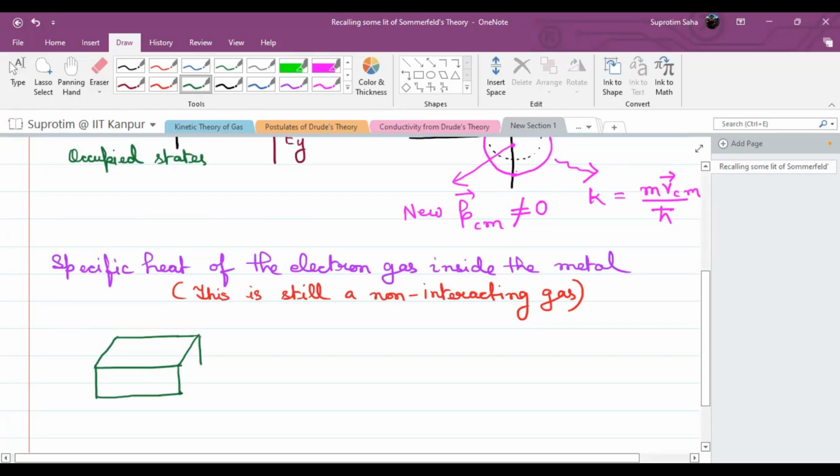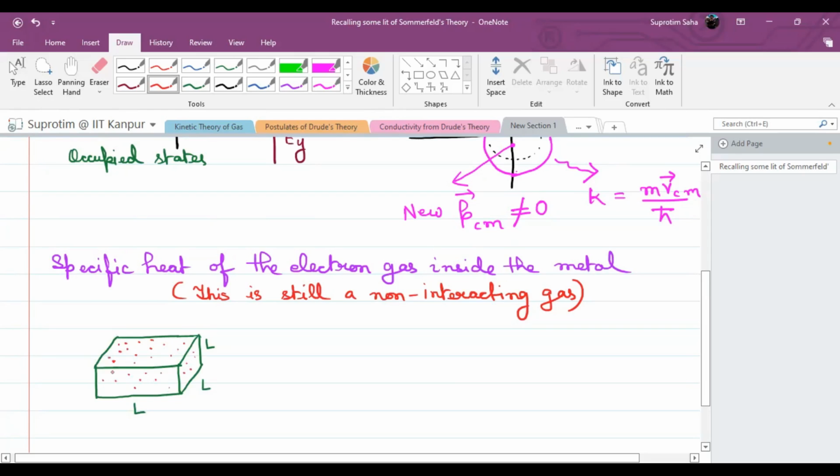All right. So this is your L, L, and this is the L. And the electrons were moving about freely inside this box. All right, but they are non-interacting. Remind you, they are non-interacting.